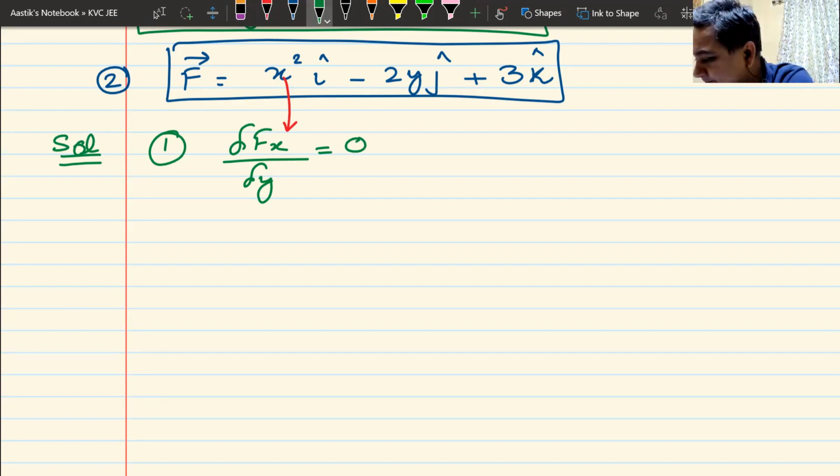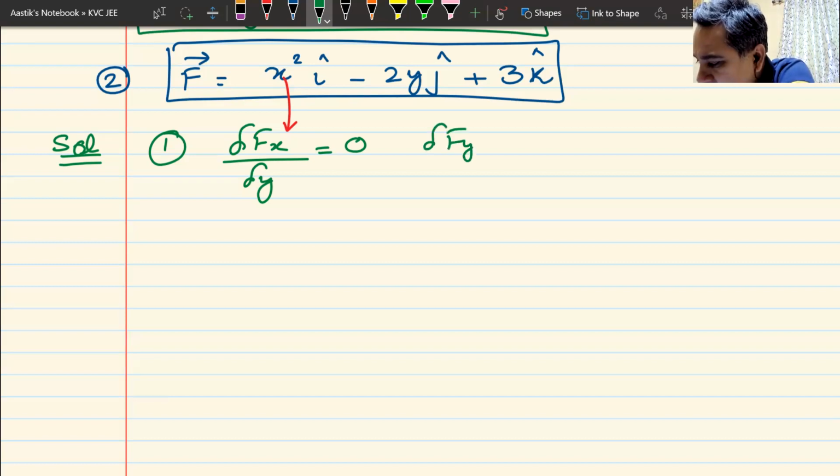Yes or no? I am partially differentiating x squared with y. x is a constant, only y is variable, so it has to be 0. Do we understand this? Sir, can you explain it again? This is the partial derivative of x squared with y. In partial derivative, we only differentiate y with respect to y, or x with respect to x. This is x squared with respect to y. Answer has to be 0. We have just seen the examples in the top, right?